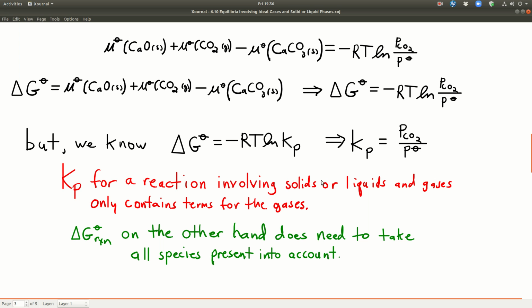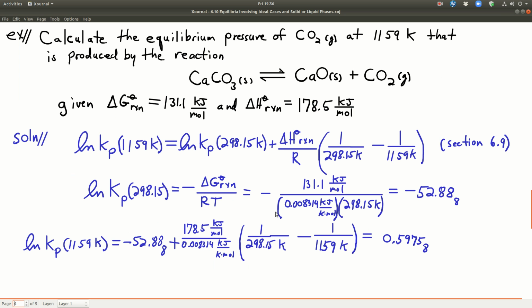On the other hand, if you're calculating delta G, you would definitely have to take into account the chemical potentials of the solids and any liquids. So let's do an example. We want to calculate the equilibrium pressure of carbon dioxide gas for that same reaction at 1159 K. Same reaction here, and I'm giving you the numbers: the delta G of reaction and the delta H of reaction. Just so you guys know, the way you would normally find these is you would look up the delta G and the delta H of formation of the products and the reactants, and take products minus reactants. That would be delta G of the reaction.